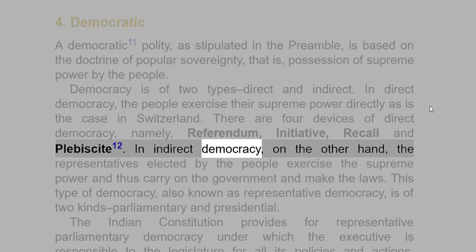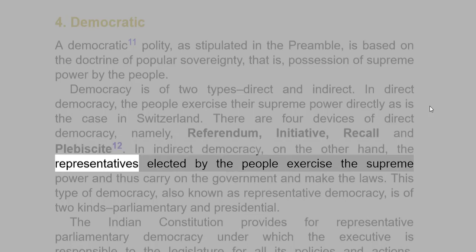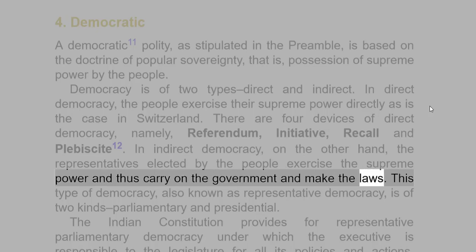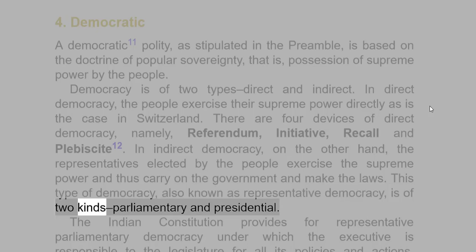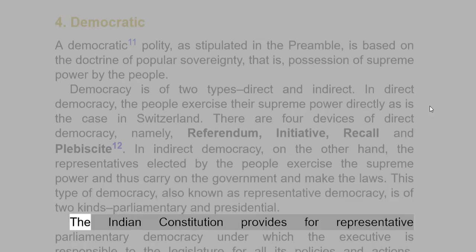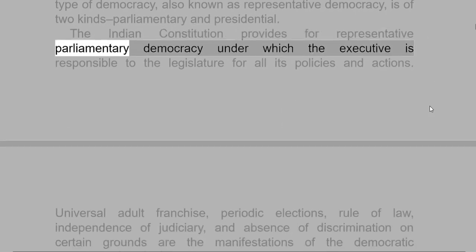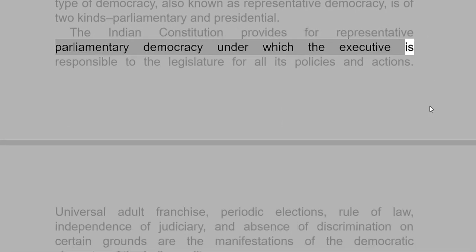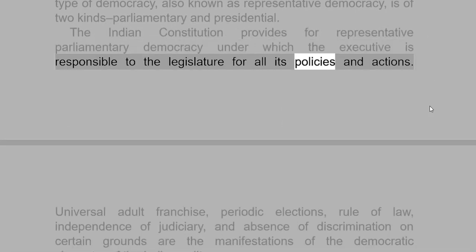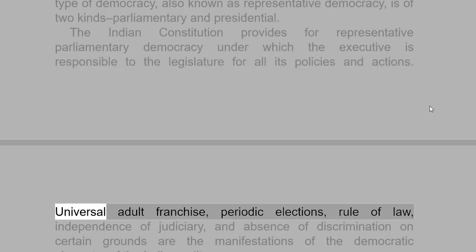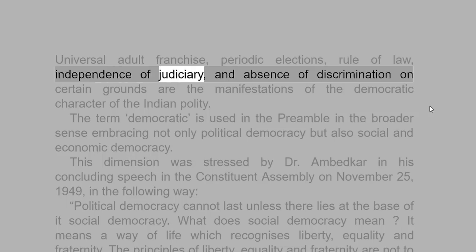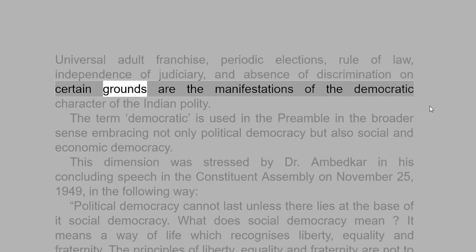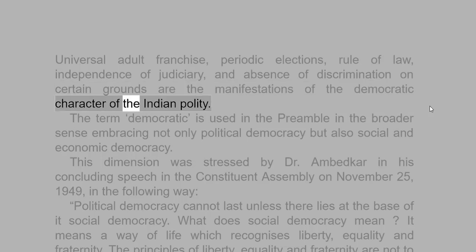In indirect democracy, on the other hand, the representatives elected by the people exercise the supreme power and thus carry on the government and make the laws. This type of democracy, also known as representative democracy, is of 2 kinds: parliamentary and presidential. The Indian Constitution provides for representative parliamentary democracy under which the executive is responsible to the legislature for all its policies and actions. Universal adult franchise, periodic elections, rule of law, independence of judiciary, and absence of discrimination on certain grounds are the manifestations of the democratic character of the Indian polity.